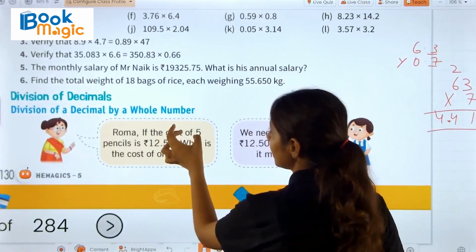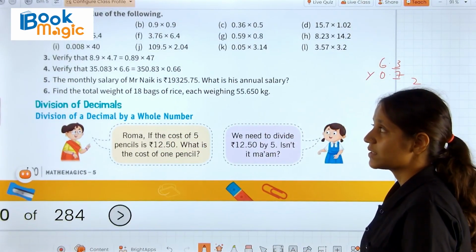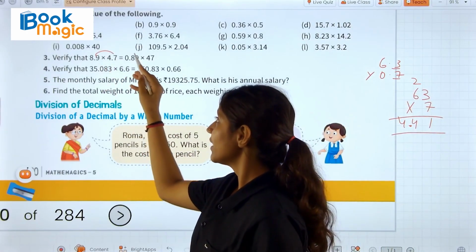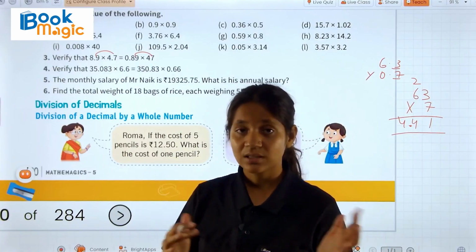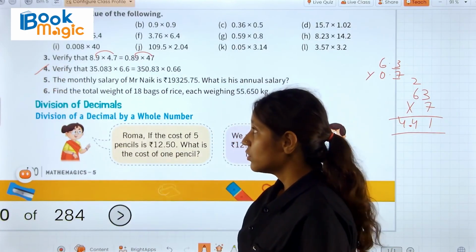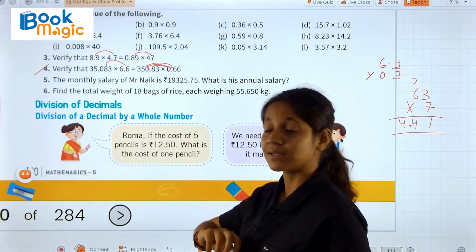Now question number 3. Verify that 8.9 into 4.7 equals 0.89 into 47. So you have to multiply these two numbers, then multiply these two numbers, and then check whether these are equal or not. Okay. Similarly, we have question number 4. Multiply these two numbers and these two numbers and check whether they are equal or not.